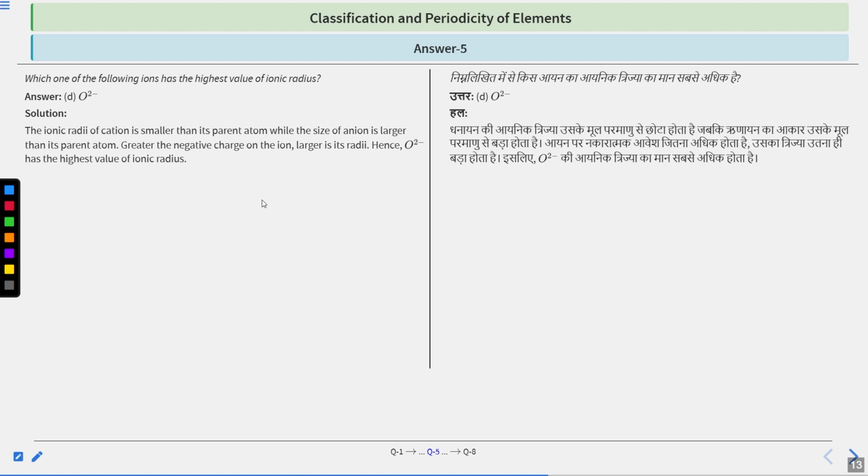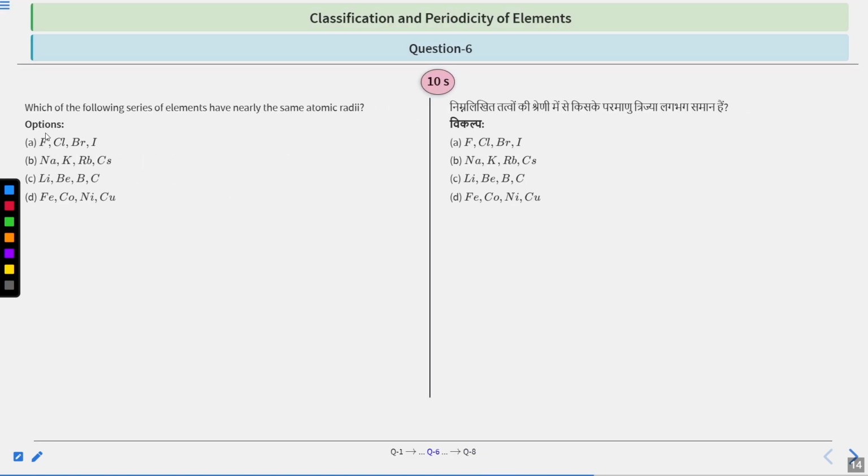Okay, let's move to the next question. Question number 6. Which of the following series of elements have nearly the same atomic radii? So we are given series of elements in the options, and we have to find the series which has nearly the same atomic radii. Options are fluorine, chlorine, bromine, iodine; sodium, potassium, rubidium, cesium; lithium, beryllium, boron, carbon; or iron, cobalt, nickel, copper.